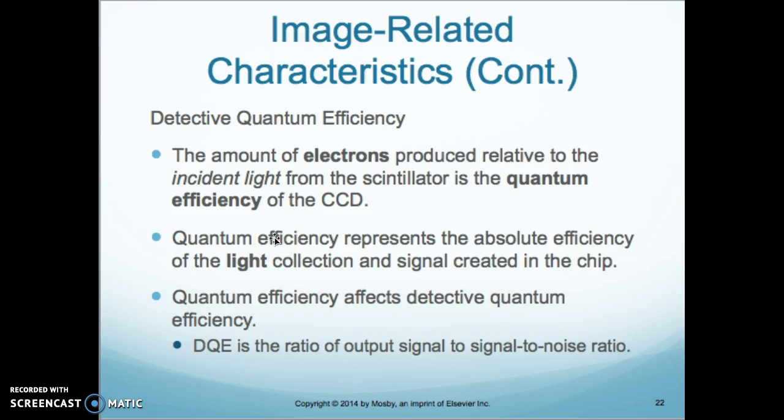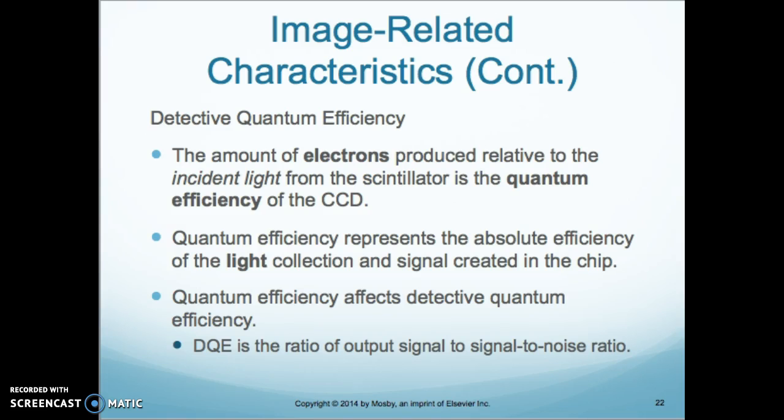Okay, so when we're looking here at your detective quantum efficiency, you're going to have to read this a couple of times to make sure you fully understand it. The amount of electrons produced relative to the incident light from the scintillator is the quantum efficiency of the CCD. The quantum efficiency represents the absolute efficiency of the light collection and the signal created in the chip. So your quantum efficiency affects your detective quantum efficiency. Don't get those mixed up.